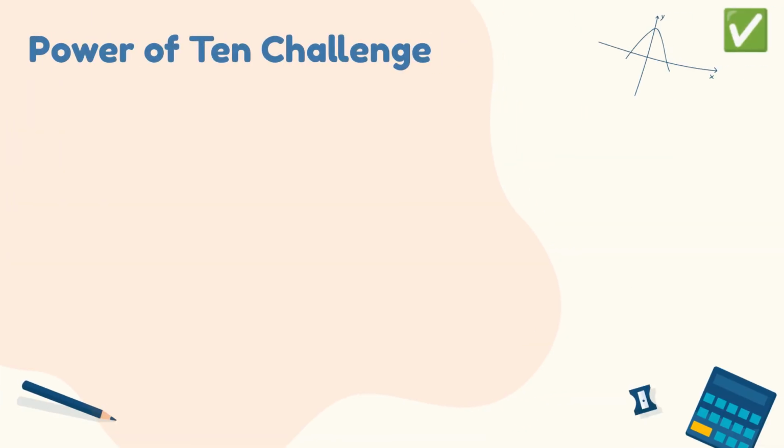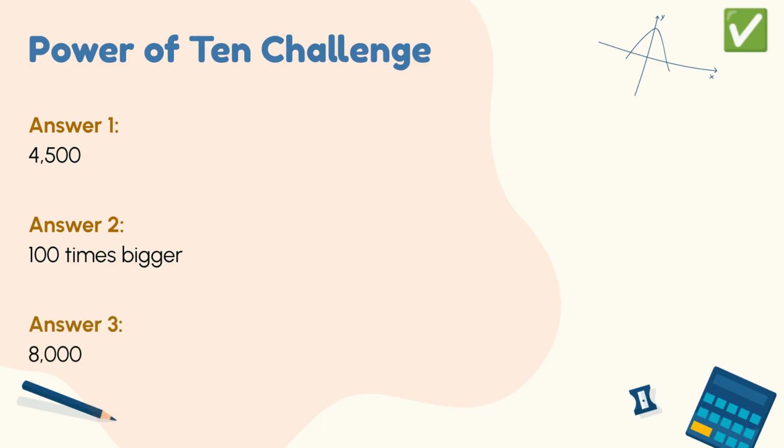Here are the answers to the Power of 10 challenge. Answer 1. 450 multiplied by 10 is 4,500. Answer 2. If a digit moves 2 places to the left, it is 100 times bigger. Answer 3. The number 10 times smaller than 80,000 is 8,000.